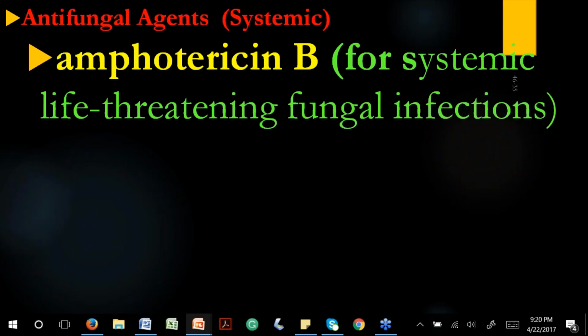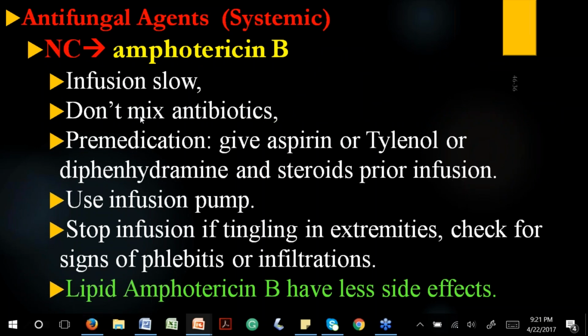All right, so let's focus on amphotericin B. It is for systemic life-threatening fungal infections. This is high yield for NCLEX, so please pay attention to this. Amphotericin B is given in a slow infusion. We need a slow infusion because it can produce thrombophlebitis, literally.